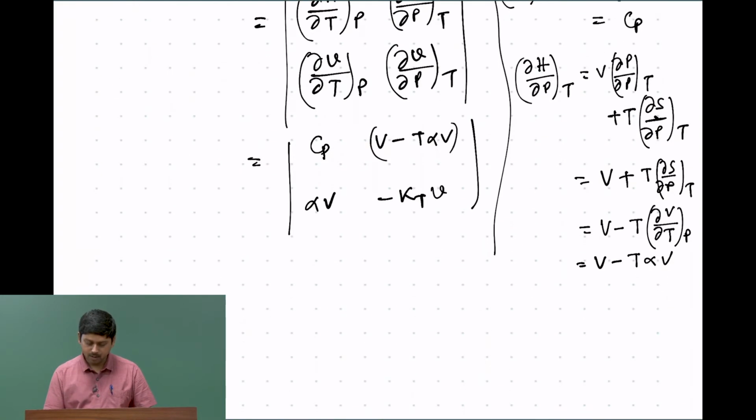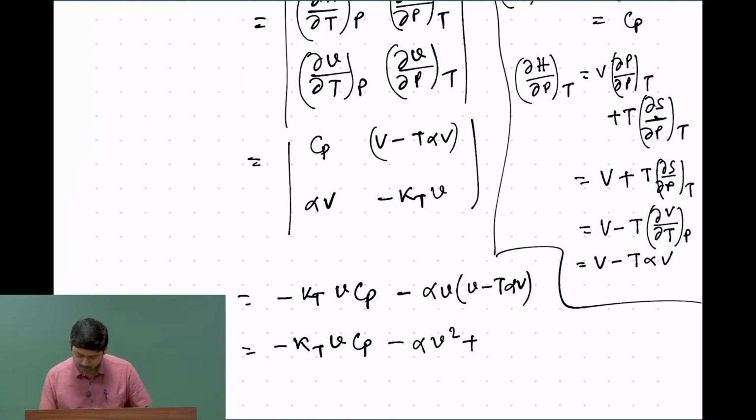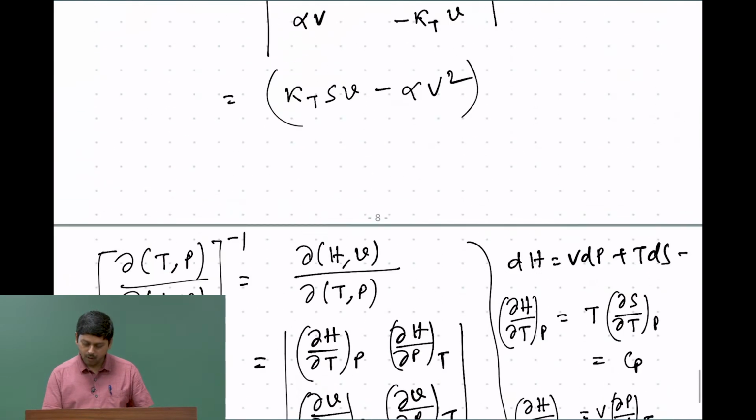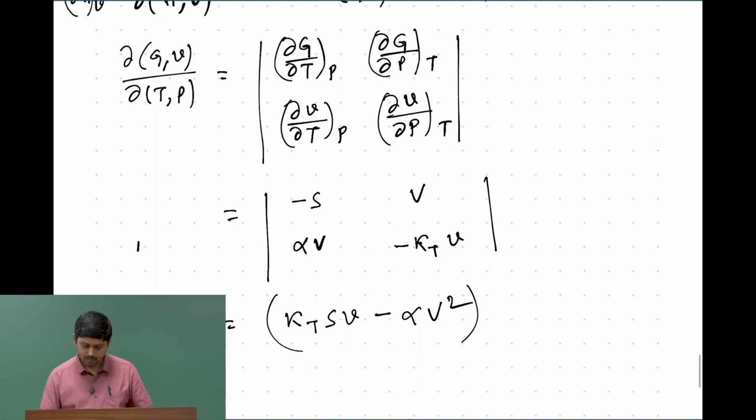So, we got all that. So, we got minus kappa T V C P minus alpha V into V minus T alpha V, which is minus kappa T V C P minus alpha V square plus T alpha square V square. Let us see if I am okay. T alpha square V square, yeah. So, we got two quantities, this was our 1 and this is the second one.